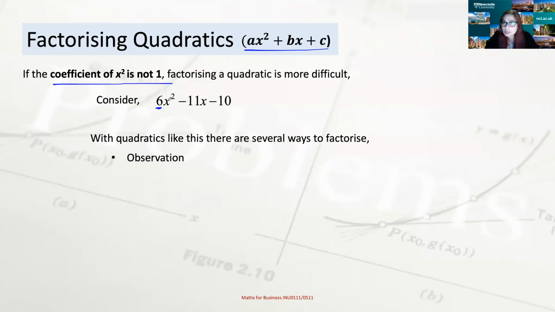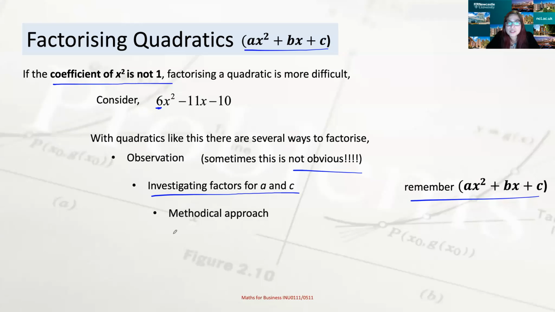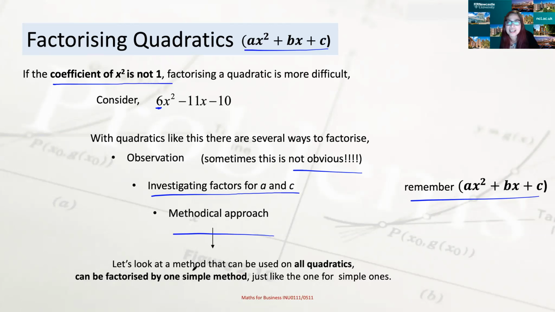So first you observe, you can do it. Some of you can do it, I'm sure. It's very easy to do for some of you. For some of you, sometimes you may get stuck. Even those who can do it all the time can get stuck with observation, because it's not obvious how to factorize it. So investigate the factors for A and C, compare that, and use the methodical approach which we just did, and then solve the problem. So let's do the same method and try to solve that using that simple method.